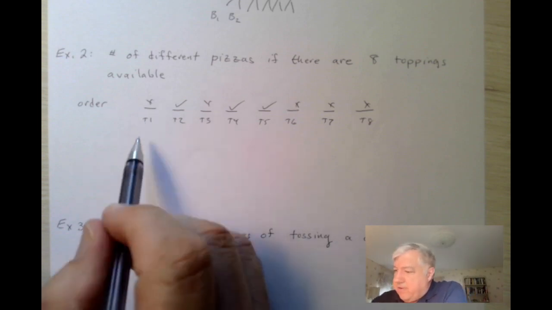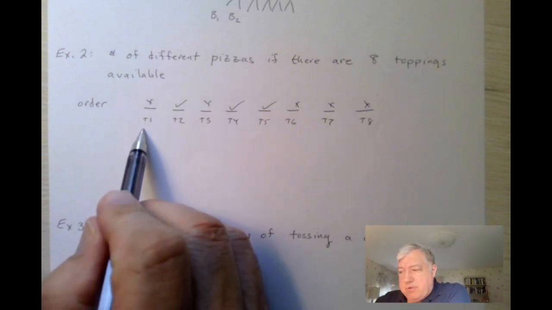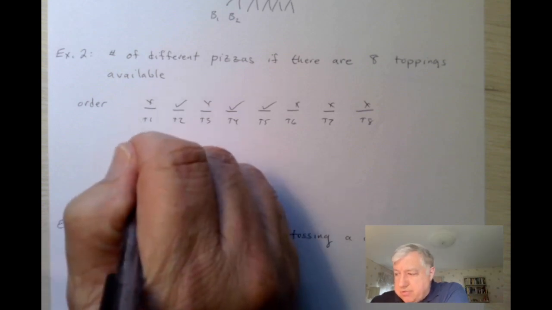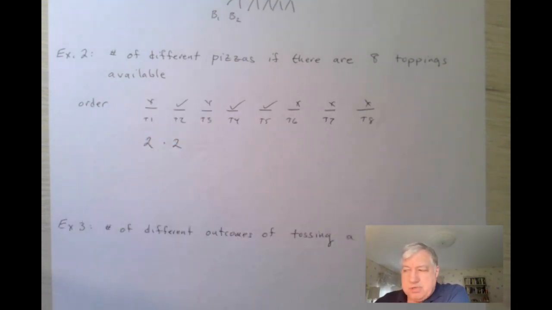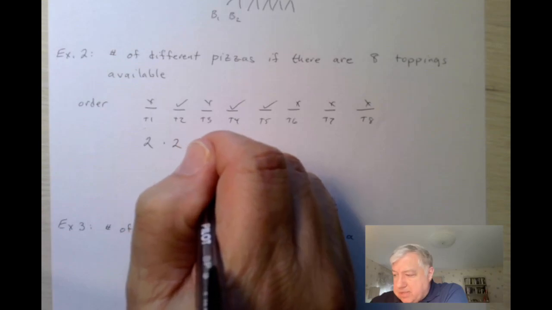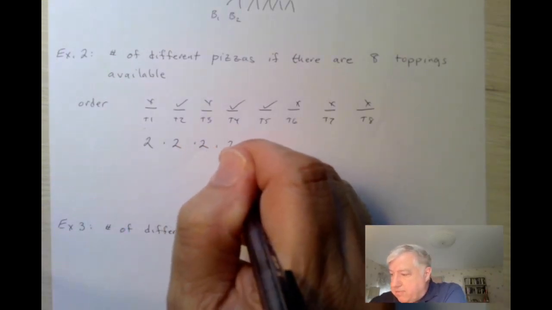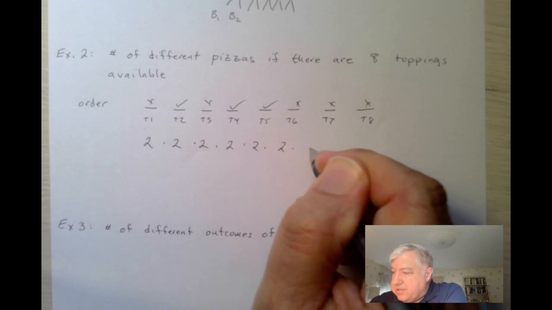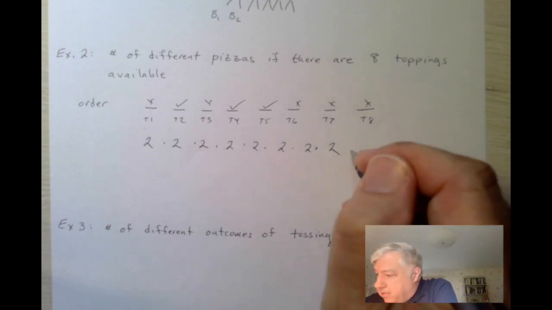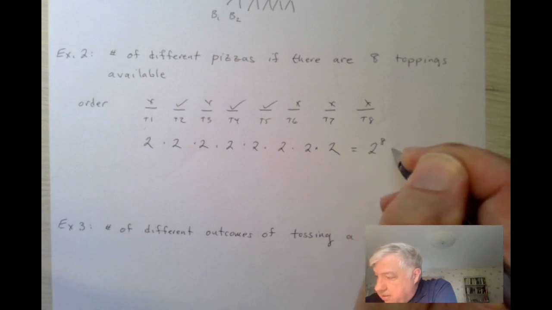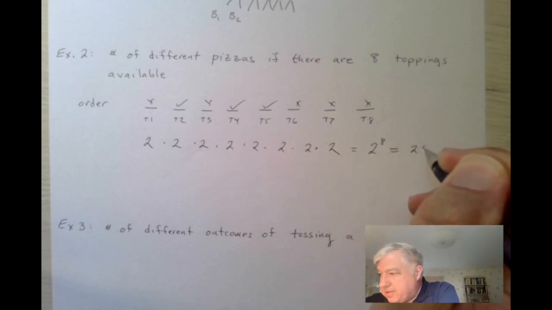Well, for topping 1, we're either going to have it or we're not. So we're either saying yes or no. So there are 2 possibilities for topping 1. Topping 2, again, 2 possibilities, yes or no. Topping 3, 2 possibilities, yes or no, and so on, then 4, 5, 6, 7, and 8. So therefore, this is going to turn out to be 2 to the 8th power, which turns out to be 256.